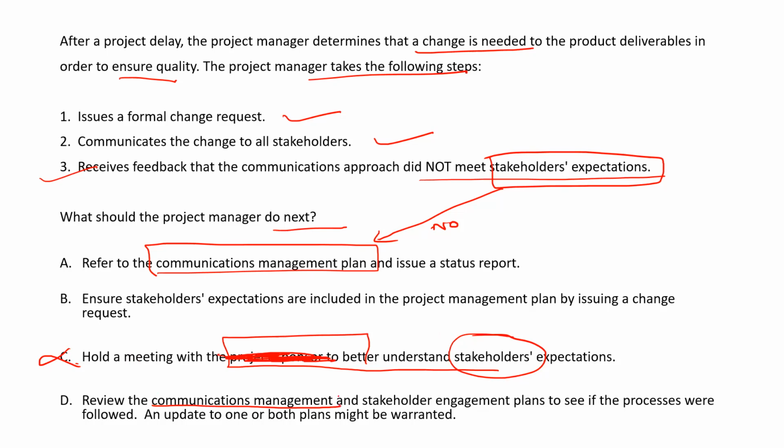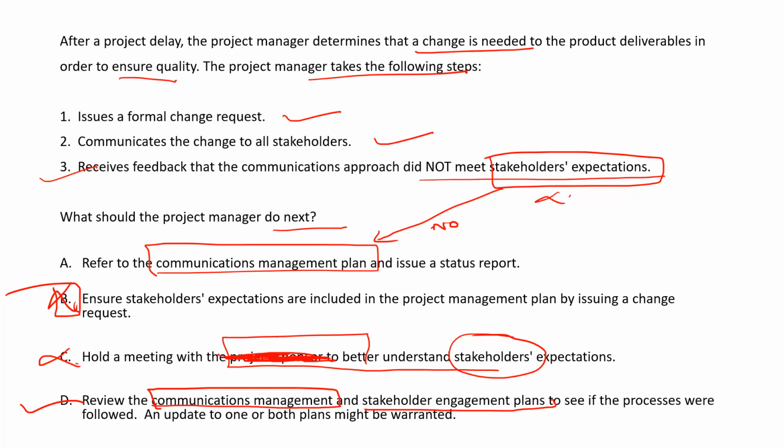And again, review the communication management. So communication management has nothing to do with stakeholder management. So the remaining answer is B. Oh, sorry. What we said, ensure stakeholder expectations are included in the project management plan. Here it has a stakeholder engagement plan. So yeah, D is actually the correct answer, not the B. Sorry. That is what I was thinking. Yeah, I saw your answer, but then I mixed it up.